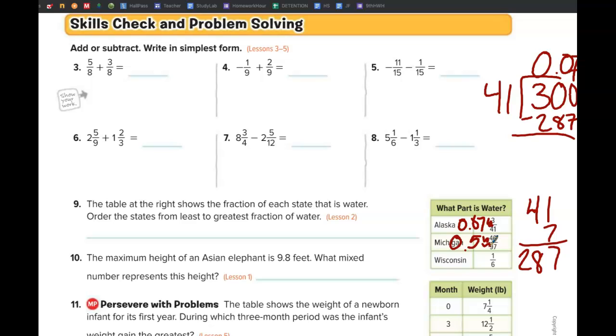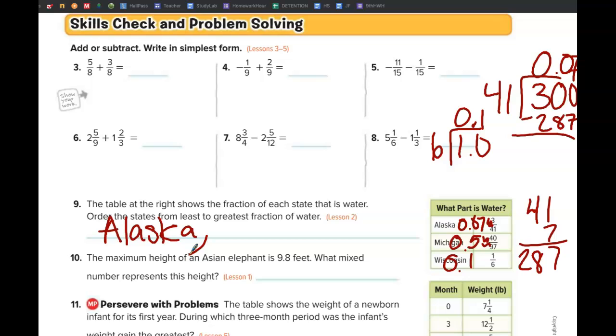And then 1/6, 1 divided by 6. How many times can 6 go into 1? How many times can 6 go into 10? Once. Okay, I'm going to stop there because all of my tenths places are different. So which one has the least? Alaska, because it has a 0 in the tenths place. Then what? Wisconsin, and then Michigan, which makes sense because they have Lake Michigan.